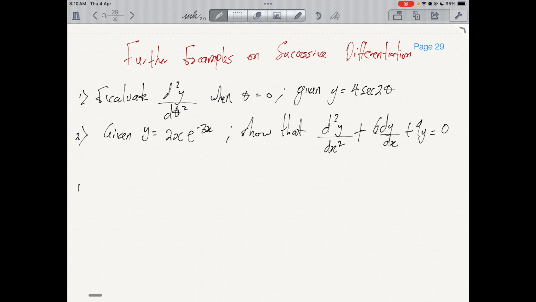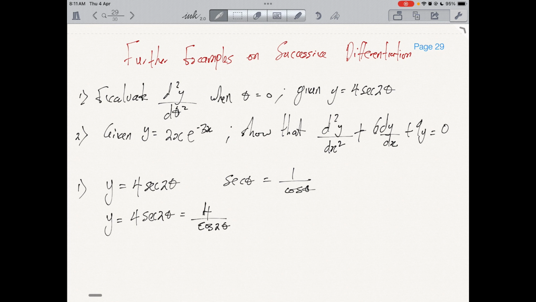So let's start with the first one. We're given that y is equal to 4 sec 2θ. Now, how do we go about differentiating a sec function? We recall that sec θ is 1 over cos θ. Therefore, y, which is 4 sec 2θ, can be written as 4 over cos 2θ.